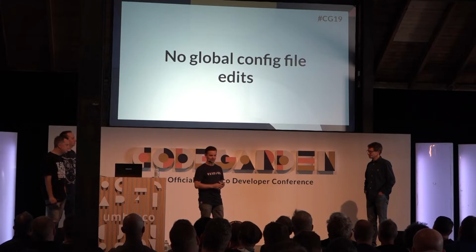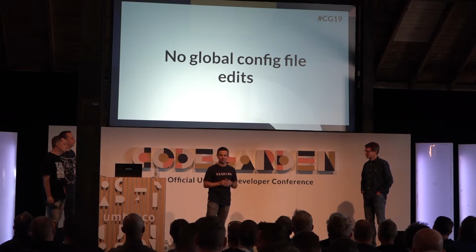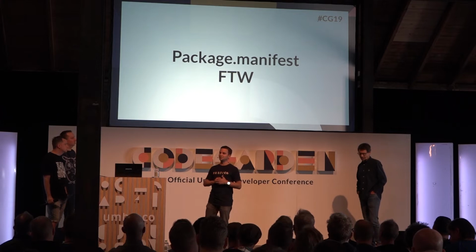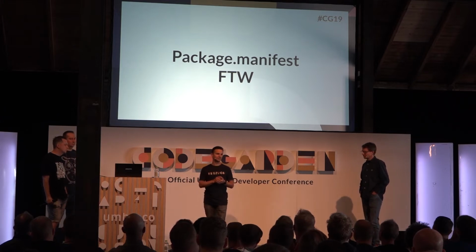You don't want to modify all these things, then that goes into your Git, and then you uninstall a package and it doesn't undo those files. We don't want that. We want you to ship a package with all the files that you need, and then when you remove a package, it removes all those files. And so that's what we've done. So there's no more global config file edits at all. That's because you can do everything in the package manifest that you will need to do, or in C#.